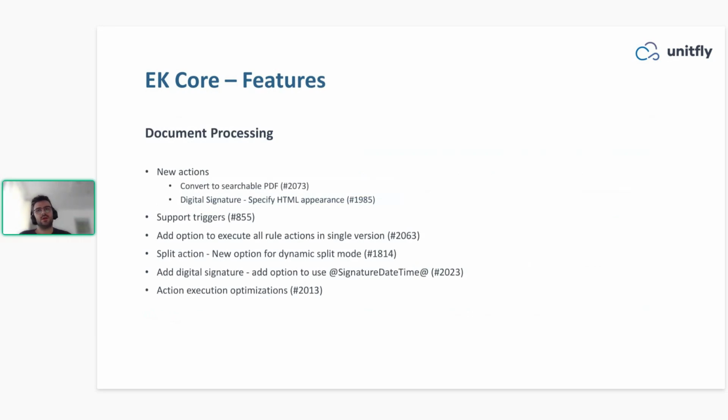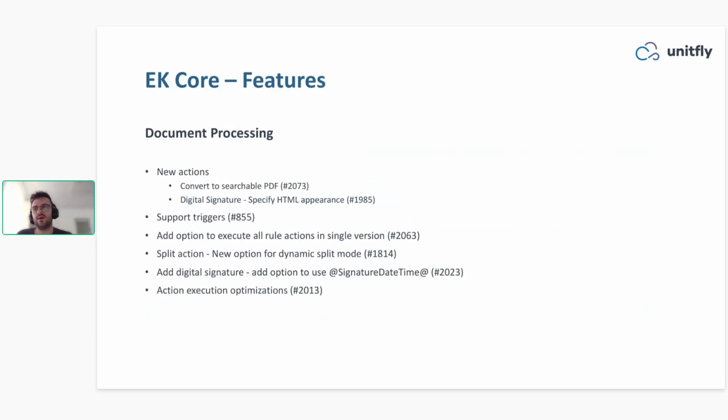Regarding the features, a lot of new changes in document processing. First, that is maybe most noticeable in document processing is now that document processing is a trigger-based module. So it supports our usual triggers like object change, object metadata changed, enter state, left state, triggers like that you are already used to in Extension Kit. And then we have new actions, two new actions. One is converting PDF that is not searchable to searchable PDF, and other is adding digital signatures.